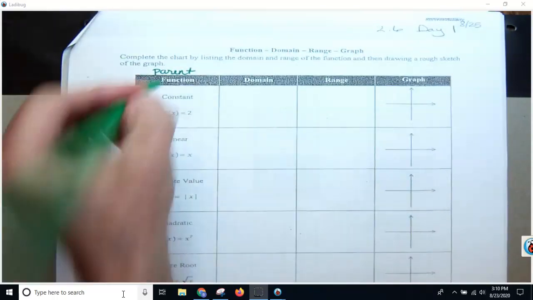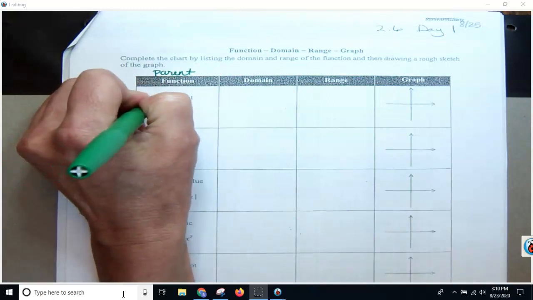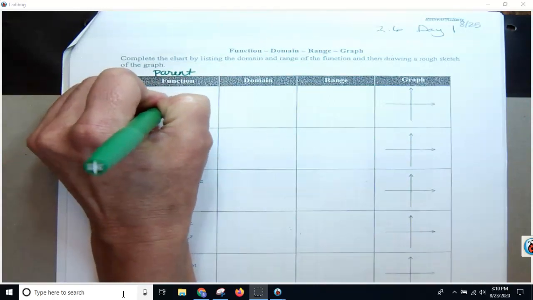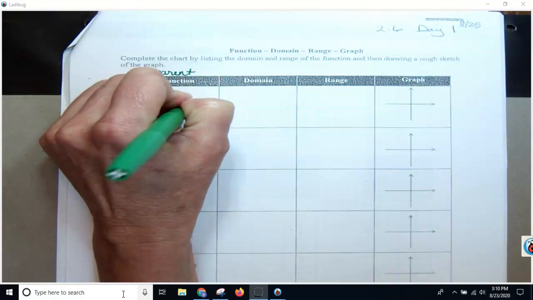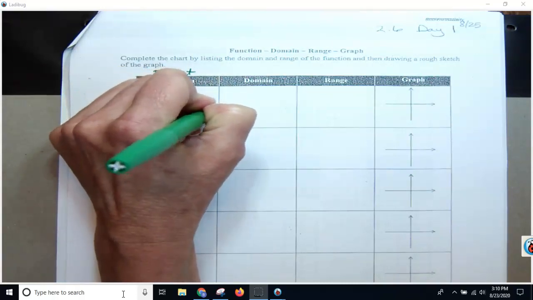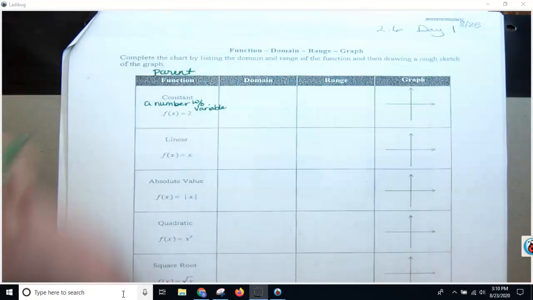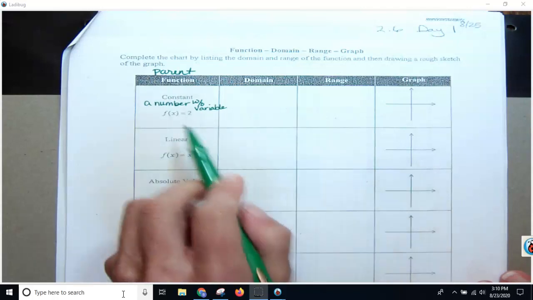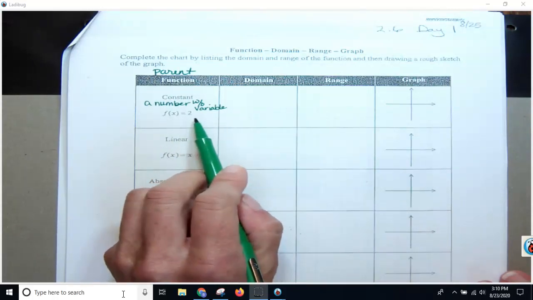When you have a constant, it is basically a number without a variable. And you'll notice that in the SAT test, they actually use the word constant a lot. If you don't know what that word is, it's going to be a lot harder for you to understand what the question is asking. It's just a number without a variable. So in this case, f of x equals 2.